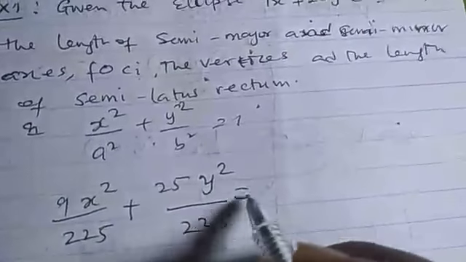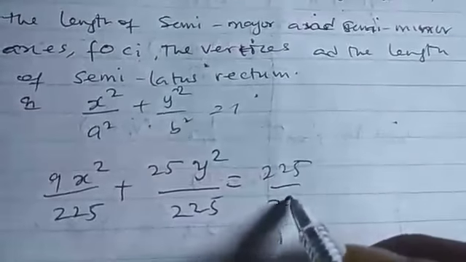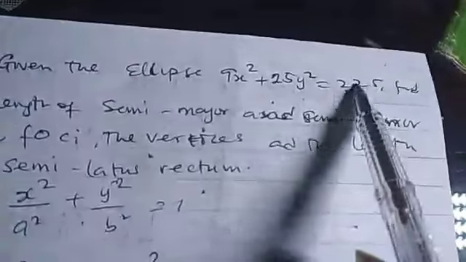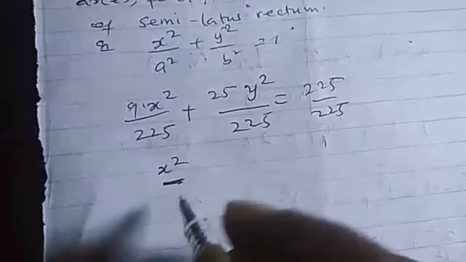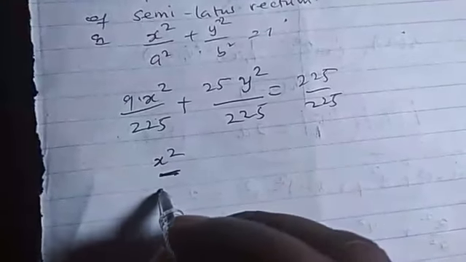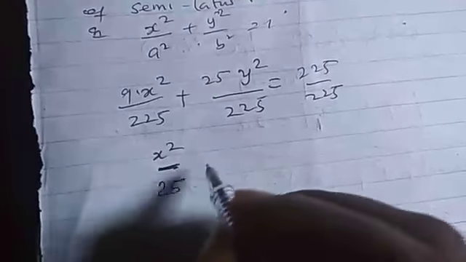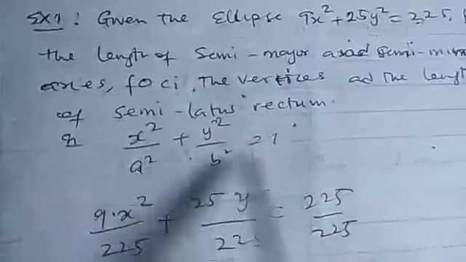So that we are going to have 9x squared over 225 plus 25y squared over 225 is equal to 225 over 225. So we have divided both sides by 225. So at the end of the day, we are going to have x squared, 9 over 225 will give us 25. So this is 25 plus y squared over 25 divided by this will give me 9, and this is 1. So it's now in the form of this.